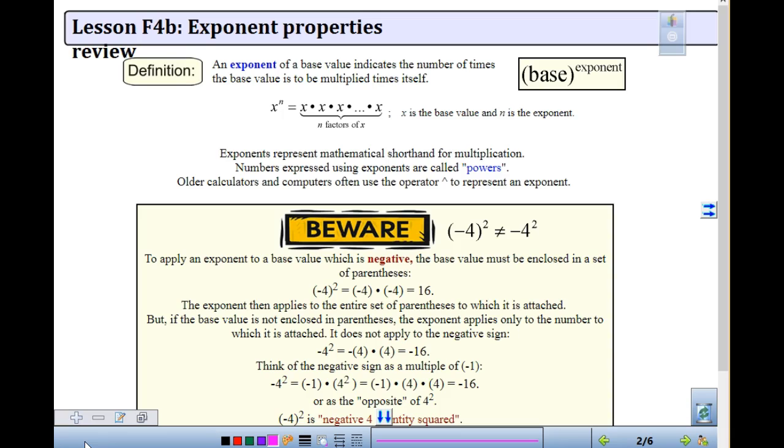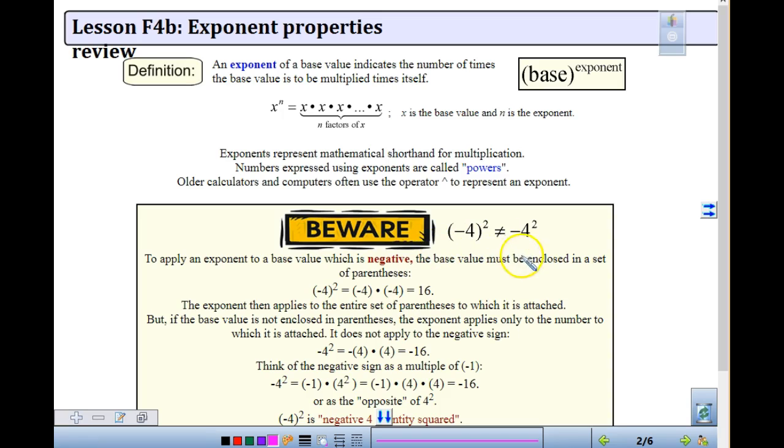Exponents represent mathematical shorthand for multiplication. Numbers expressed using exponents are called powers. So if you leave it as x to the n, that is considered a power. Older calculators and computers often use the up key or the caret key to represent our exponents. A lot of ours have x to the second on them, and then you'll see that y to the x is also used.